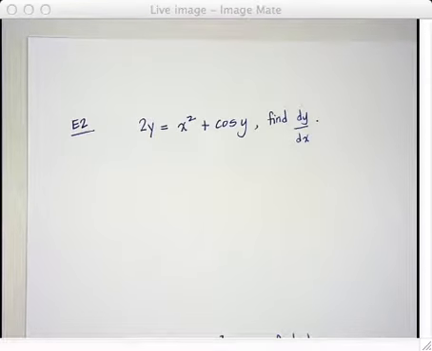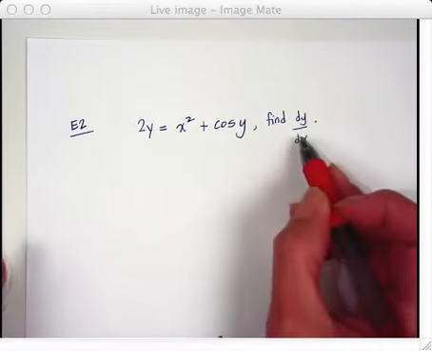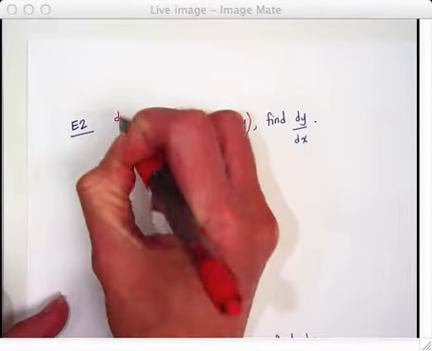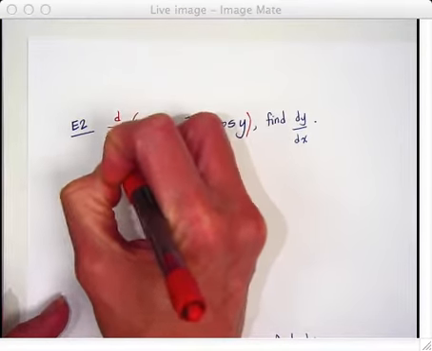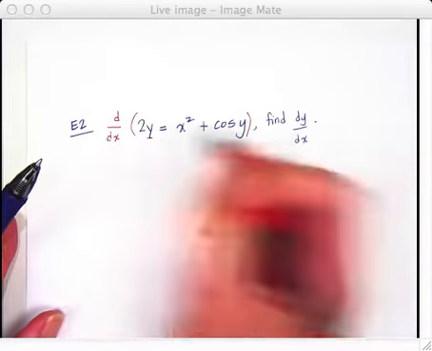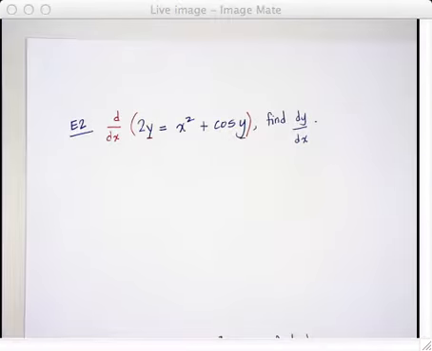All right, so here's example 2, and I'm going to do the same. I need to find dy/dx, so I'm going to take the derivative of this function with respect to x. And that means everywhere that I have a y, I have to treat it as an unknown.